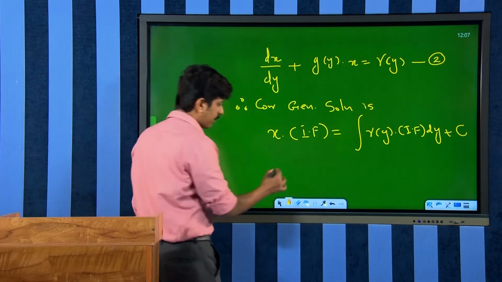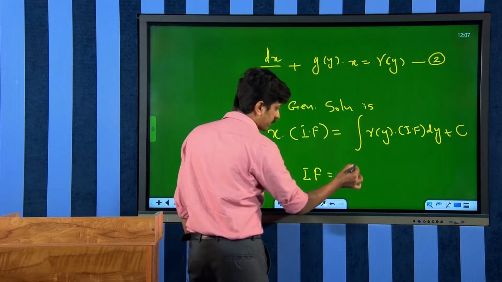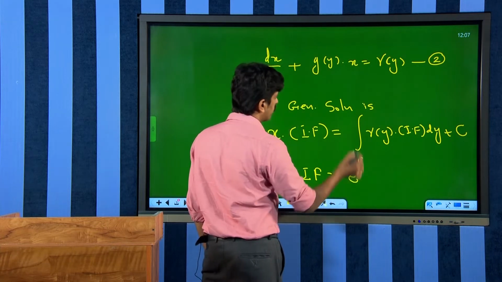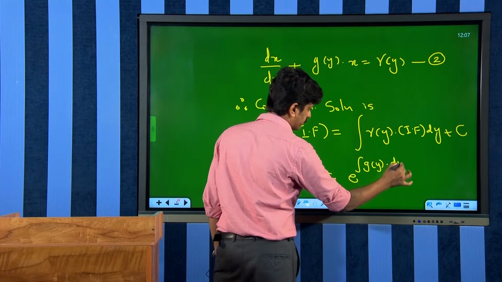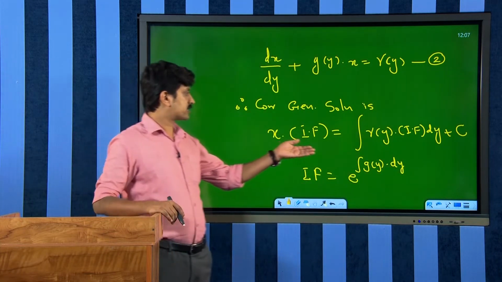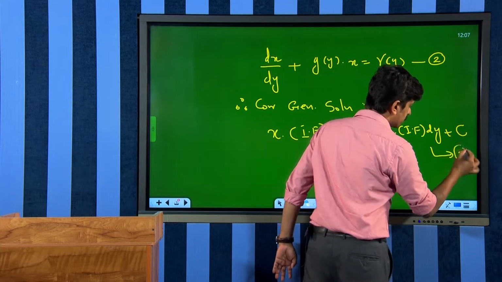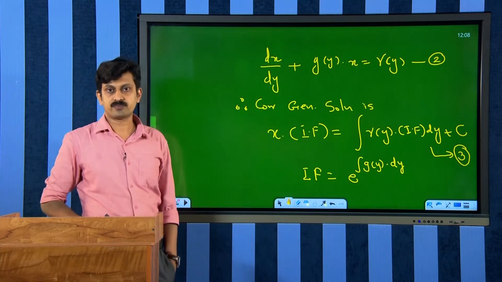We can find the integrating factor by using the formula: integrating factor is equal to e raised to the integral of g of y dy. We can just apply this in equation number 3, and we will get the general solution of the differential equation 2.